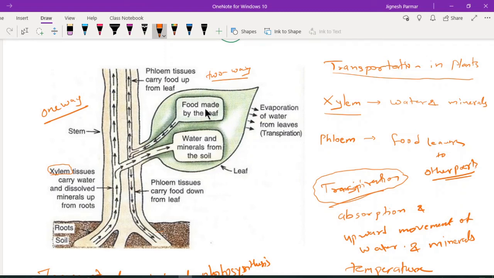Unlike the transport system in xylem, which can be largely explained by simple physical force, translocation is achieved by utilizing energy.